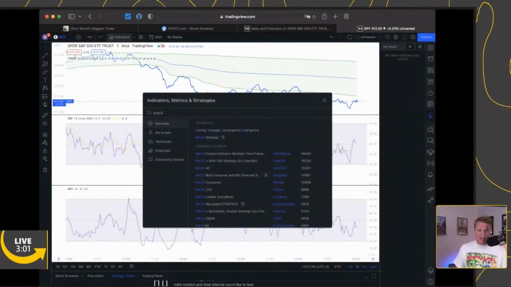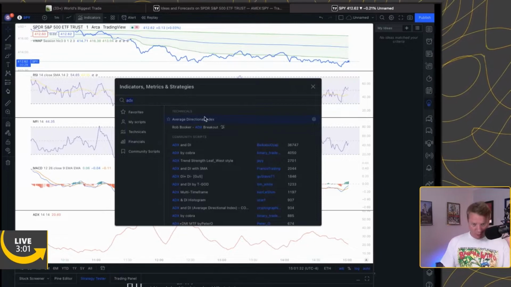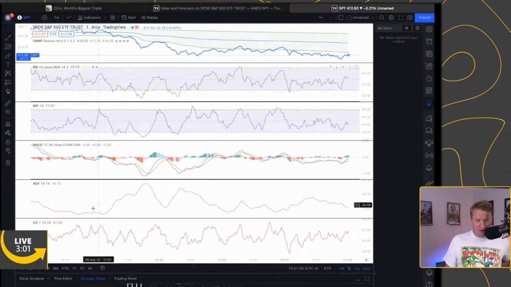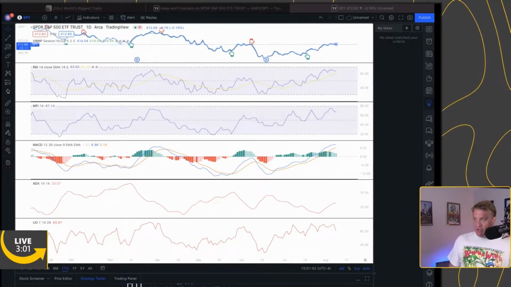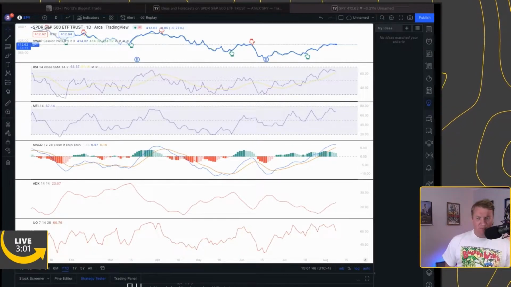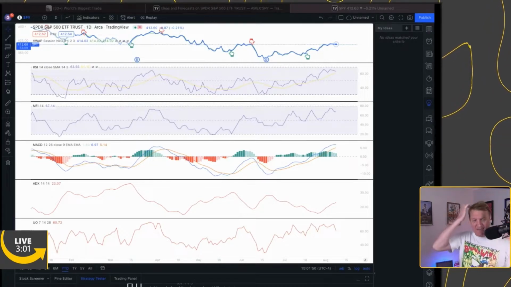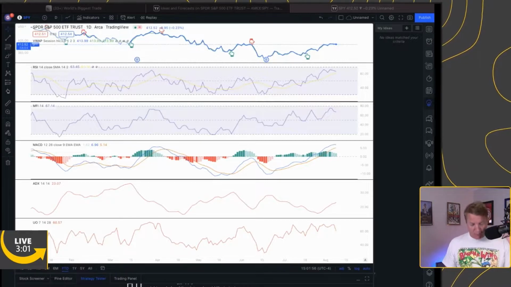Right now, what we're looking at, I want to just break something down for you pretty quickly. So I'm pulling up five different metrics: the RSI, which is the relative strength index, the MFI, which is the money flow index, the MACD, which is a momentum oscillator, the ADX, which is a momentum oscillator, and the ultimate oscillator, UO.